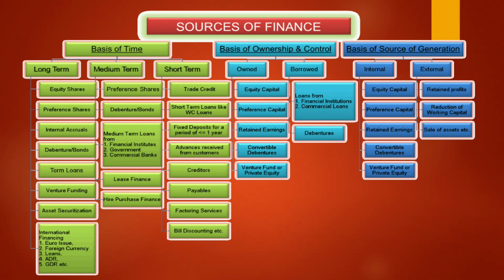Then the last one, basis of source of generation: internal and external. Internal includes equity capital, preference capital, retained earnings, convertible debentures, venture fund or private equity. Then external includes retained profit, reduction of working capital, sale of assets, etc. So these are all the sources of finance.